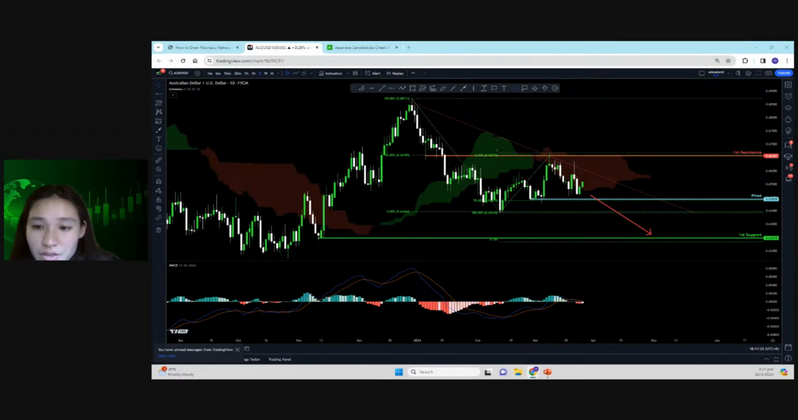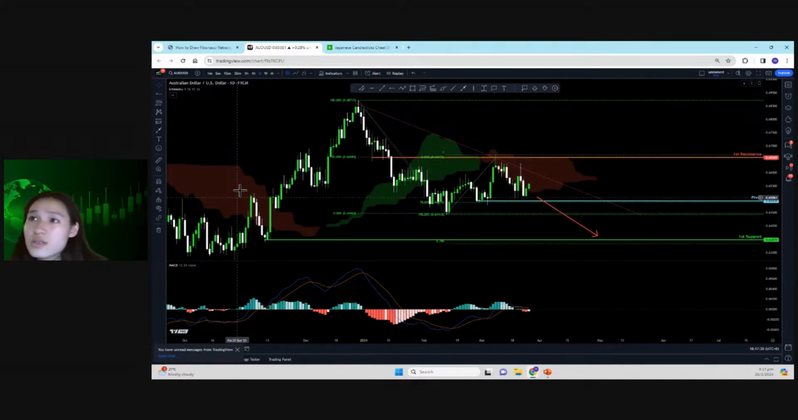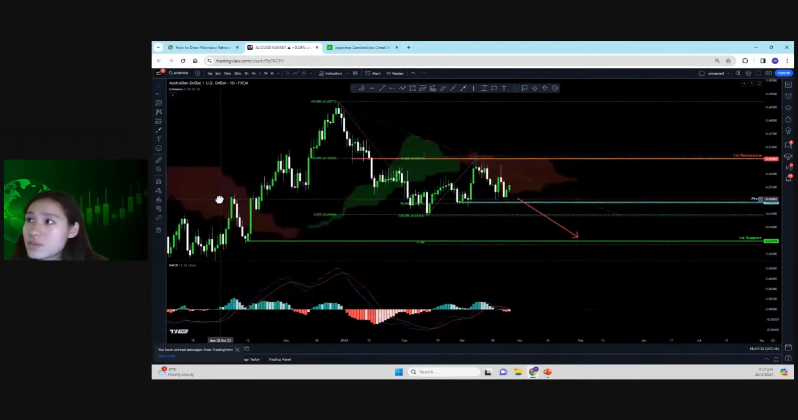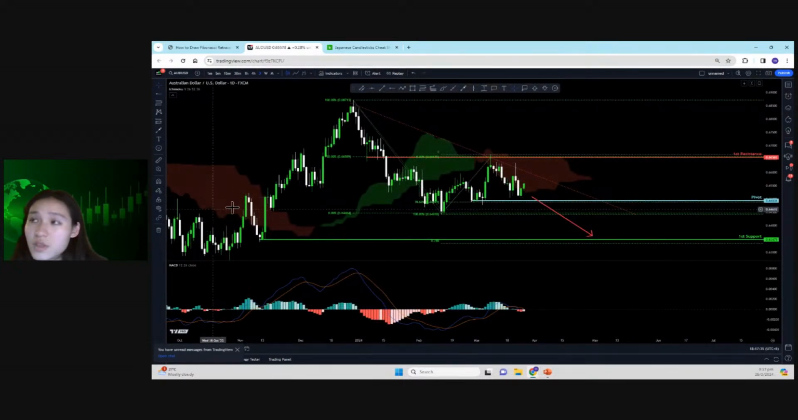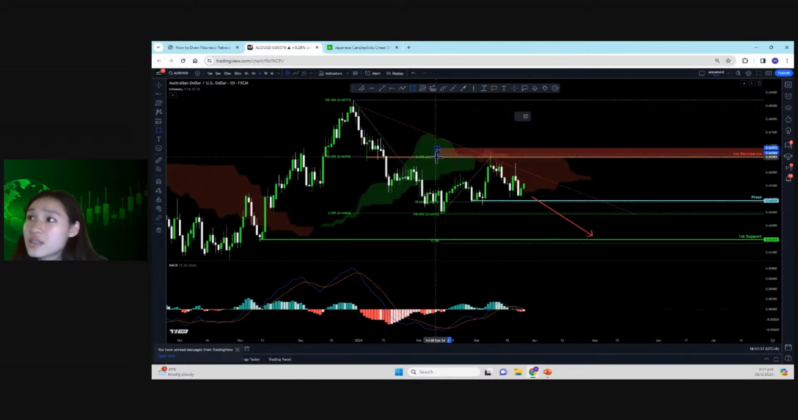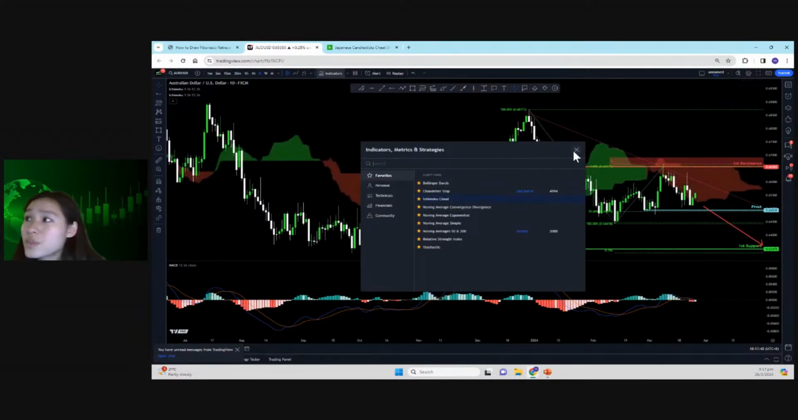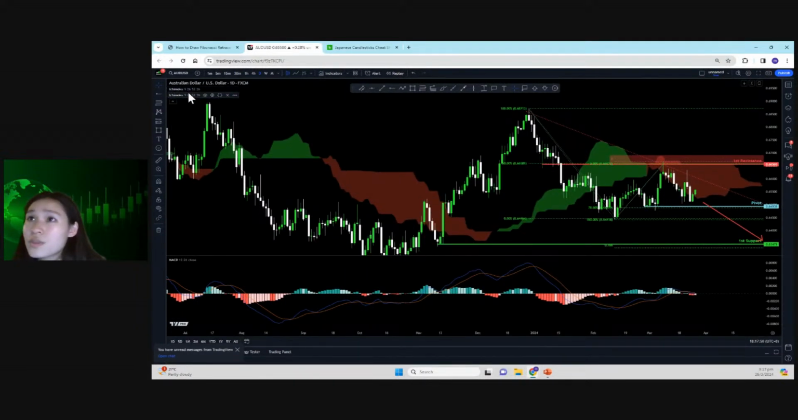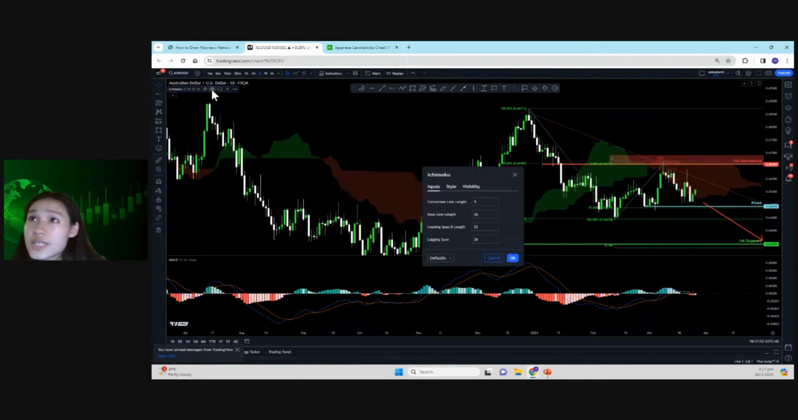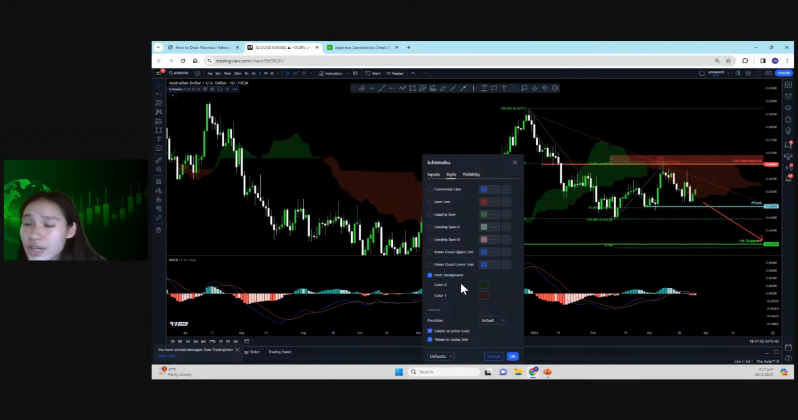What is the red and green shaded areas in the previous chart? Do you mean these? Or do you mean when I highlighted that area? So if you mean this, this is the Ichimoku cloud. If you click on the indicators, click on Ichimoku, and then you go to settings, I like to just look at the plots. So for the plots, it gives you just a cloud.